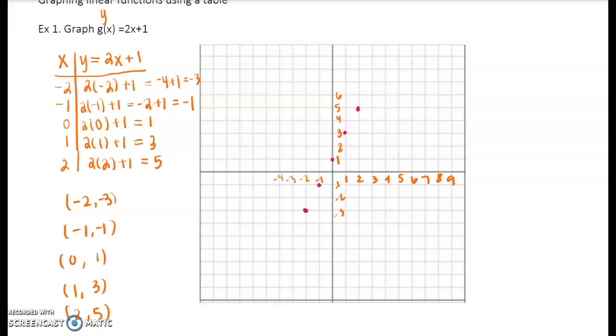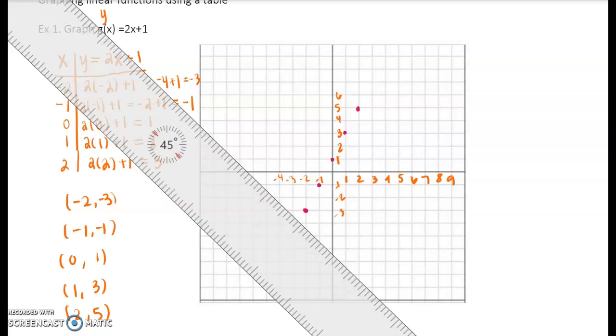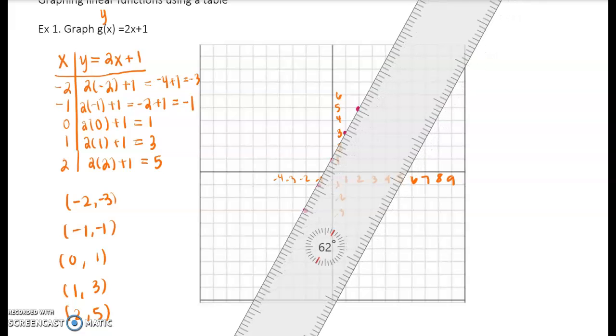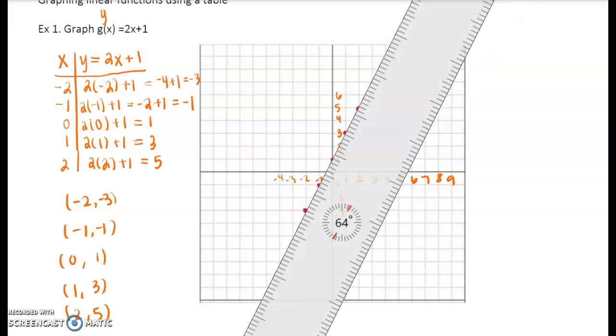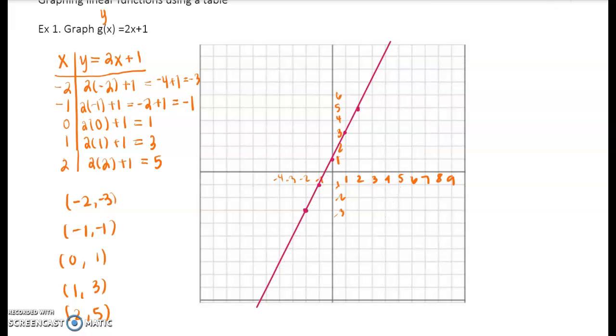And then you're going to connect that line. And that is your graph there. So you want to create a table. Usually you use the numbers -2, -1, 0, 1, and 2, and then you plot those points.